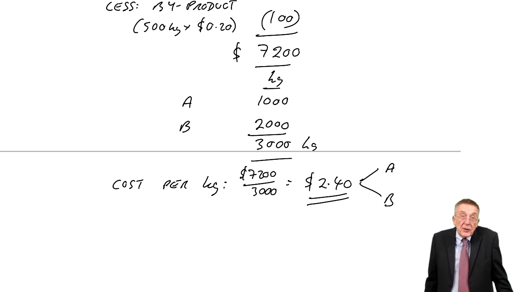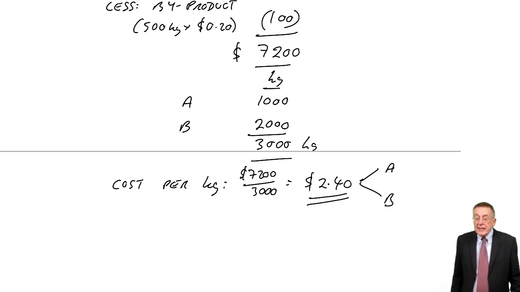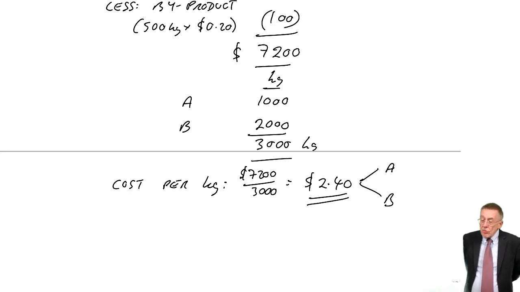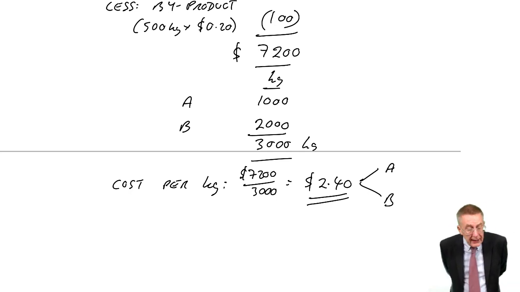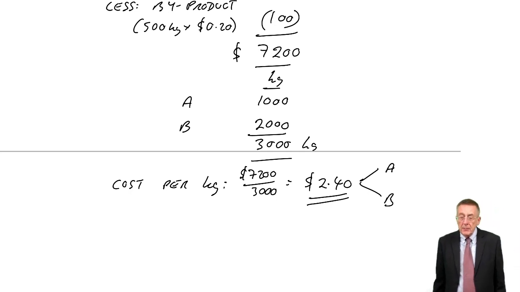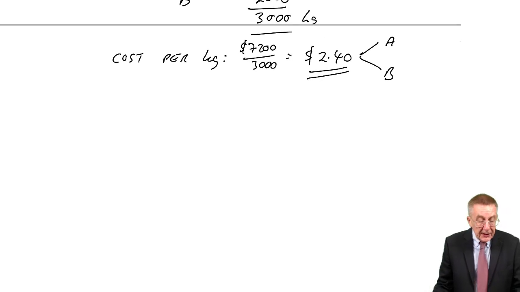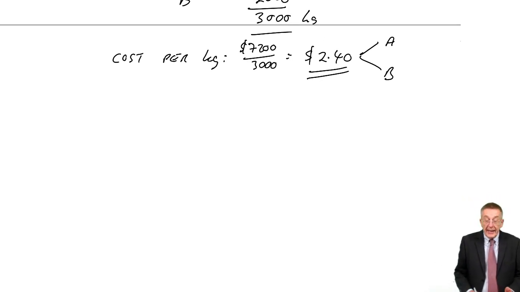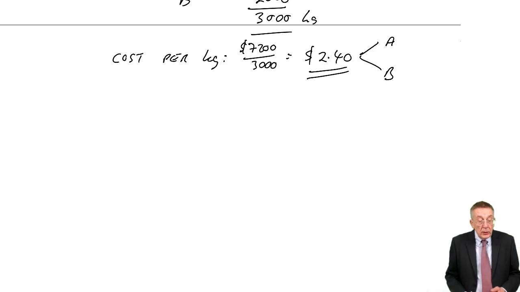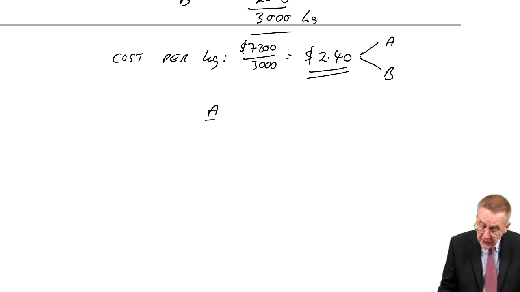Now that's fine, and that's the most obvious way of doing it. However, this answer does illustrate why there's another approach that people take. And the reason is this. This question asked us, what's the cost per kilo for A and B? It's $2.40 for both. But it also said, what's the profit per kilo? And just look.